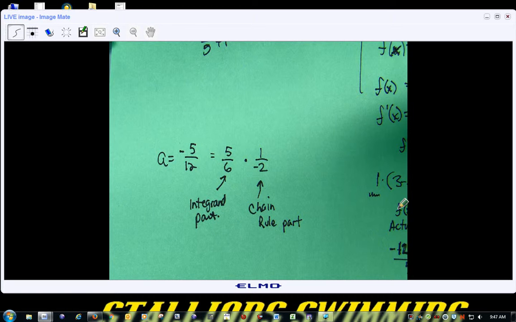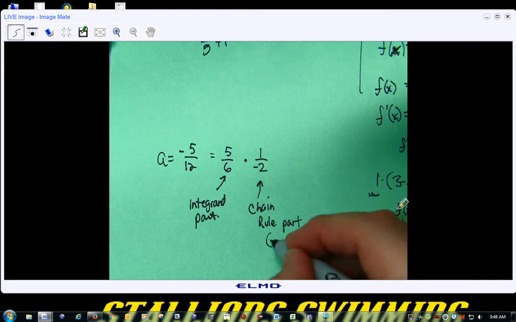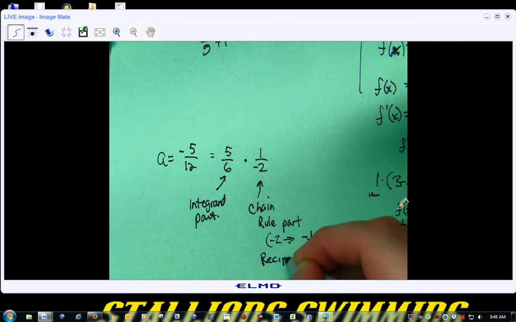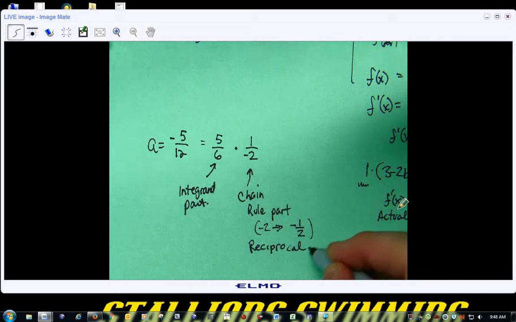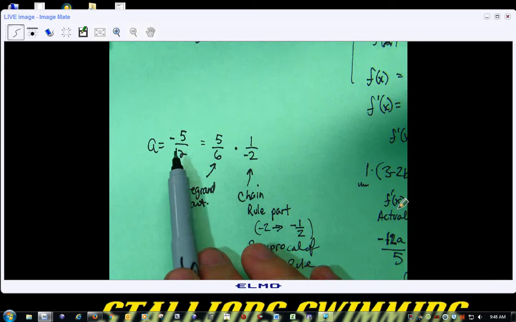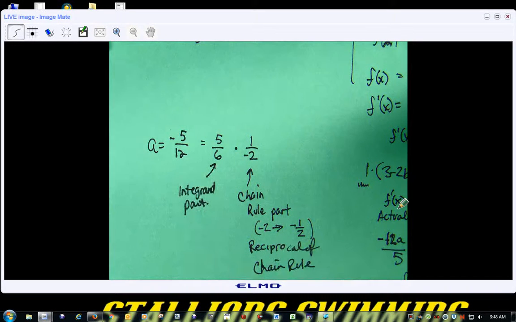So we ended up with some weird way of dealing with the chain rule part. The chain rule part was a -2, but I ended up using -1/2. What is the relationship between the -2 and the -1/2? The reciprocal. So we ended up using the reciprocal of the chain rule. That's just what happened. When we ended up with our a value, the evil coefficient that made our integral work, we ended up using the reciprocal part of the chain rule.